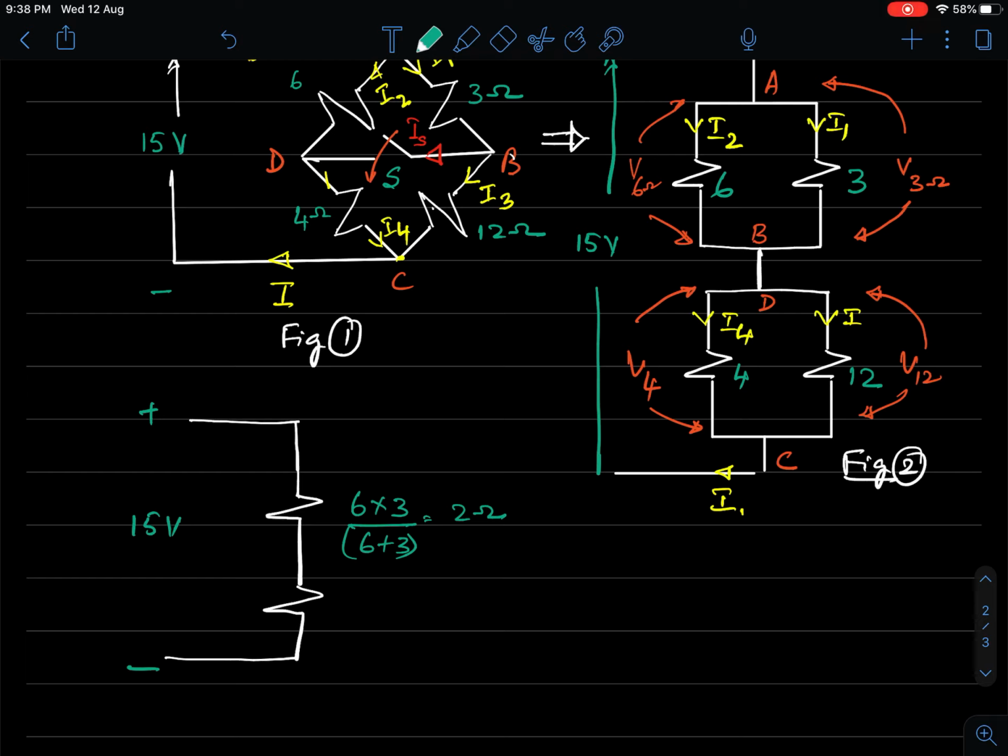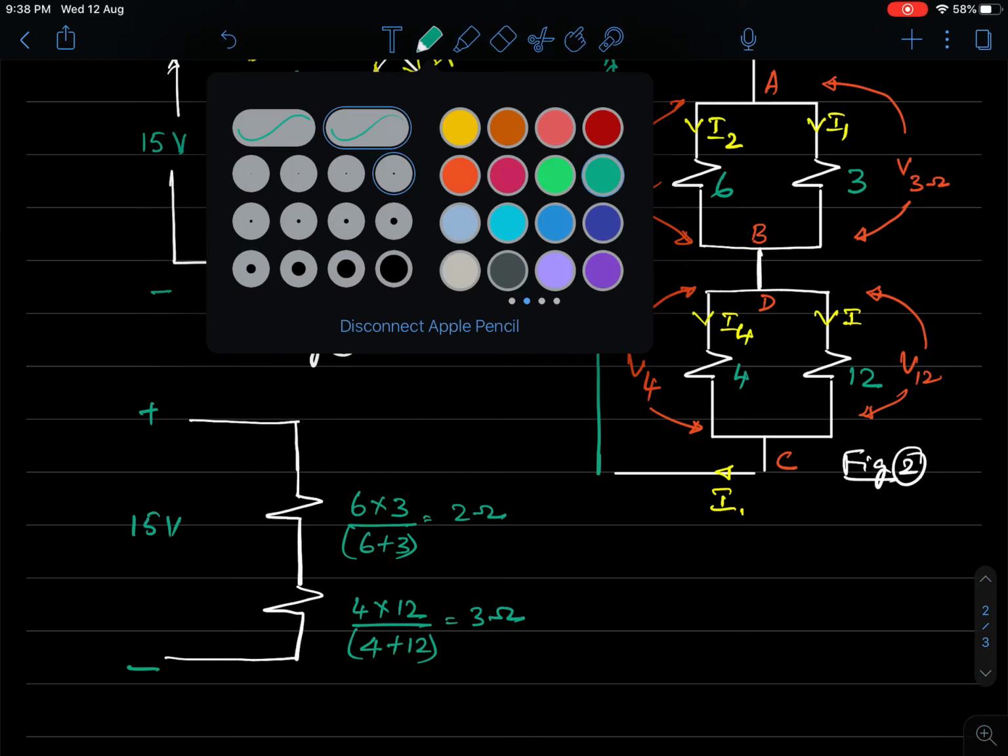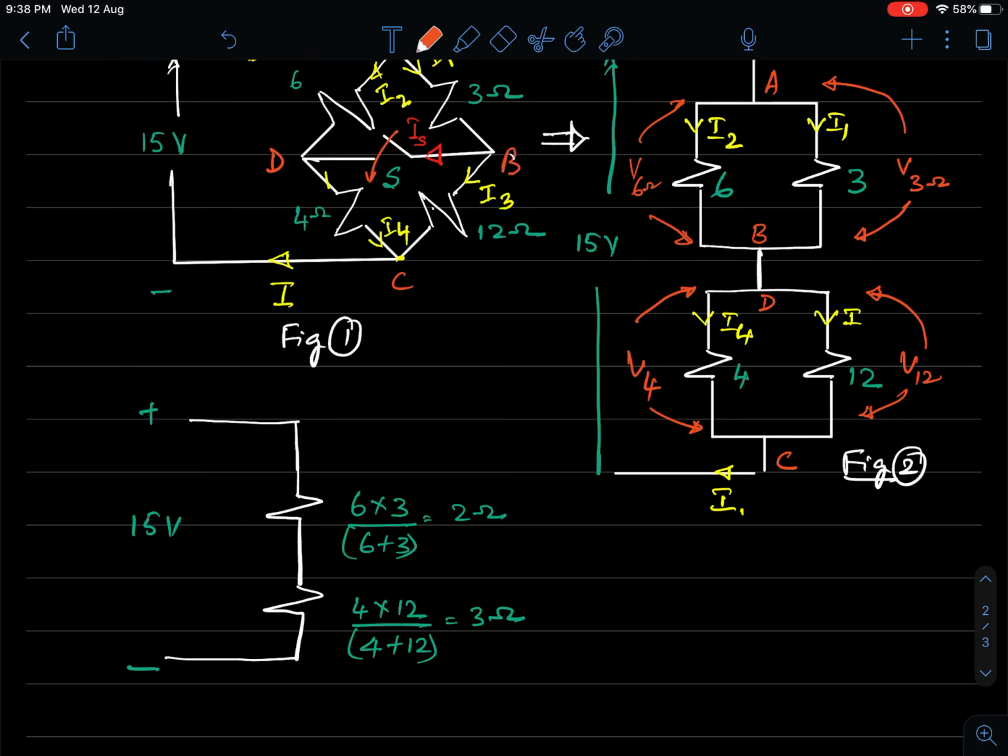Similarly, this resistance is a parallel combination of 4 and 12. 4 into 12 divided by 4 plus 12. This is nothing but 3 ohms. Let me name the junctions also, or the nodes. This is A, this is C, this point is now B or D.